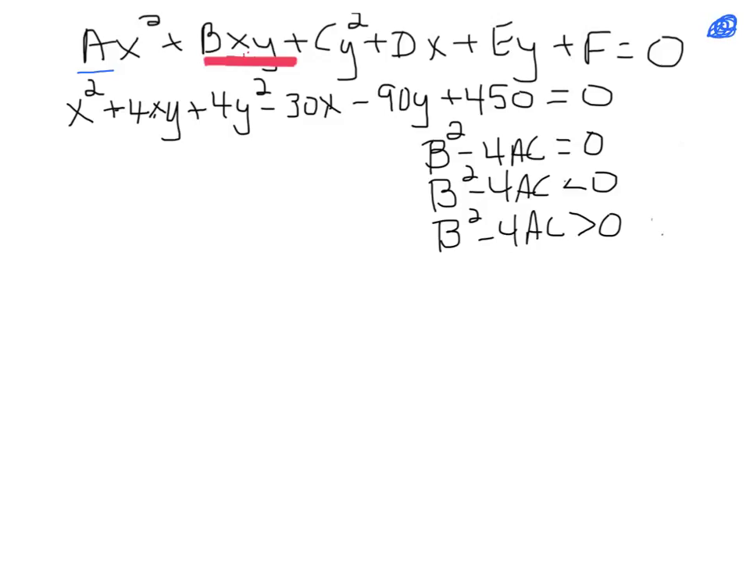So if you take your b squared minus 4ac and it's equal to 0, then we know it's a parabola. If it's less than 0, then that means you're going to have an ellipse. And if it's greater than 0, it's going to be a hyperbola. So that's one way that you can test a conic section equation to see what it is. And sometimes you'll be surprised. Sometimes equations that have two squares in them, the y squared and the x squared, do turn out to be a parabola.